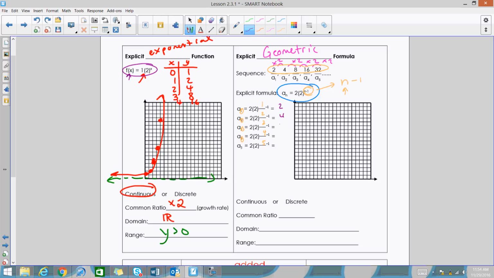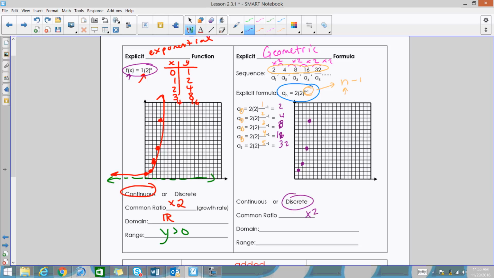You get 2, 4, 8, 16, and then 32. You would get those same values that we got up at the top. Again, you can plot those: 1, 1, 2, 2, 4, 3, 8, 4, 16. But notice there's no line because you cannot have decimal terms. So it's discrete. Your common ratio is times 2.